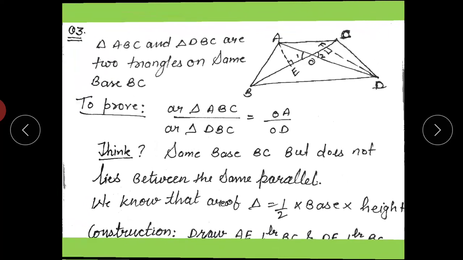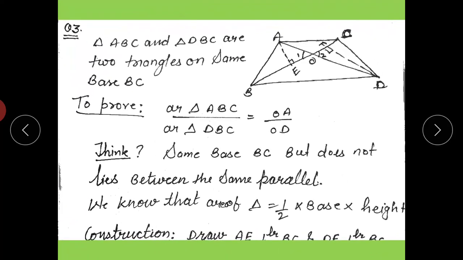Next question, a very good question is this. ABC and DBC are two triangles on the same base BC. There are two triangles ABC and DBC which lie on the same base BC. Prove that area of triangle ABC upon area of triangle DBC is equal to OA upon OD.